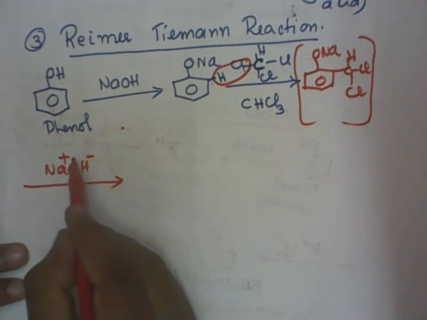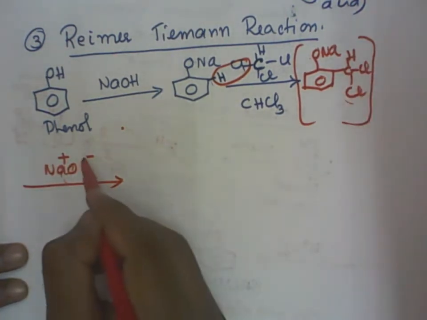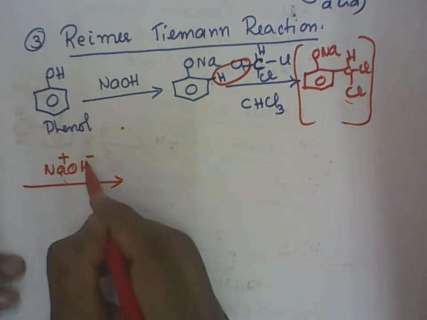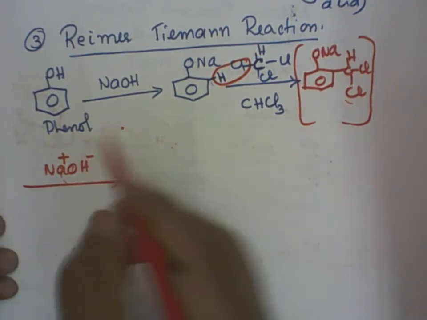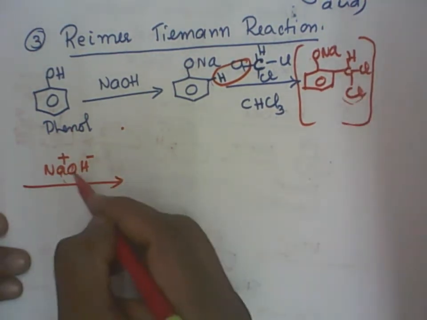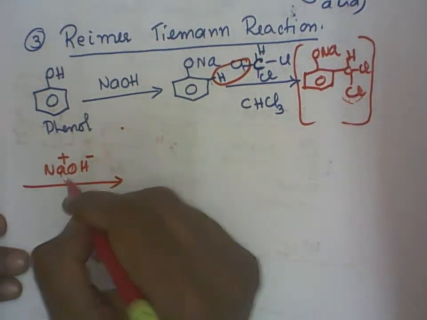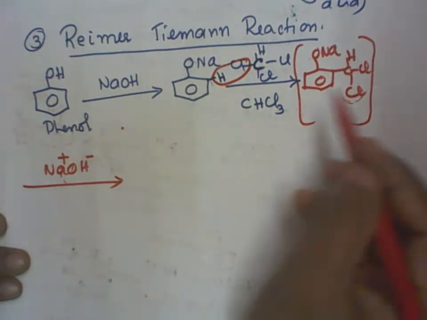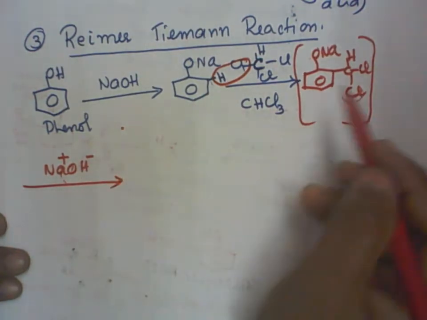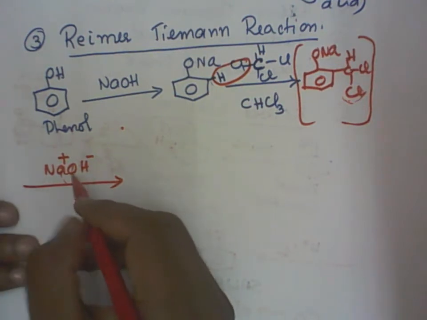Now this OH minus can replace the Cl. OH minus is a nucleophile, negatively charged, and can attack the carbon atom. Cl minus can go out. Cl minus is also a nucleophile, but OH minus is a stronger nucleophile compared to Cl minus. So substitution takes place, and this kind of reaction is called a nucleophilic substitution reaction, one nucleophile substituted by another nucleophile.